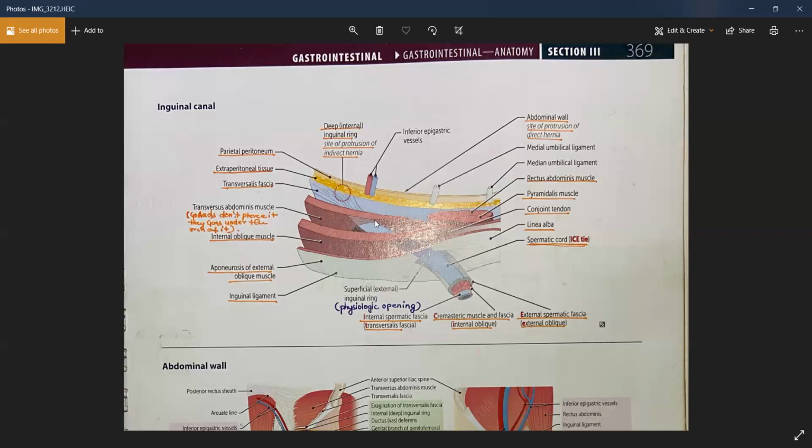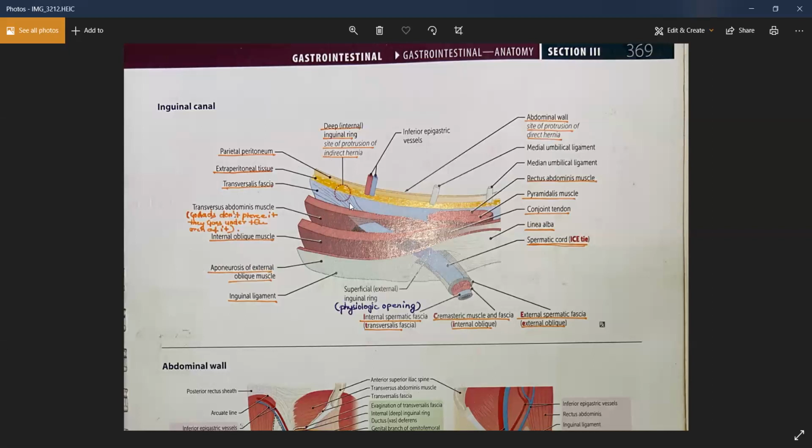It will pierce the internal oblique and then the external oblique, and finally reaches the scrotum completely. Because you know that during the embryological time, the testes were in the abdomen, right? And they need to get into the scrotal sacs. This is the path that the testes always take to reach the scrotal sac.